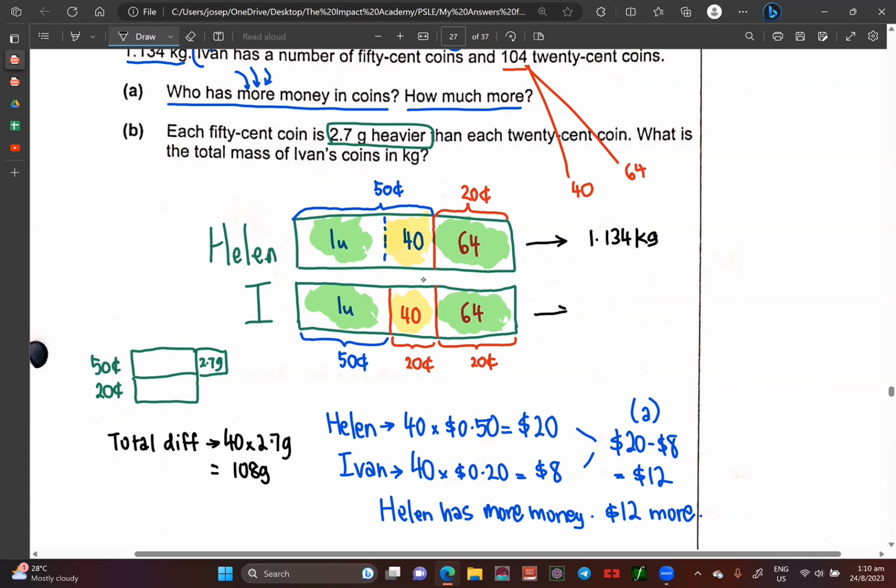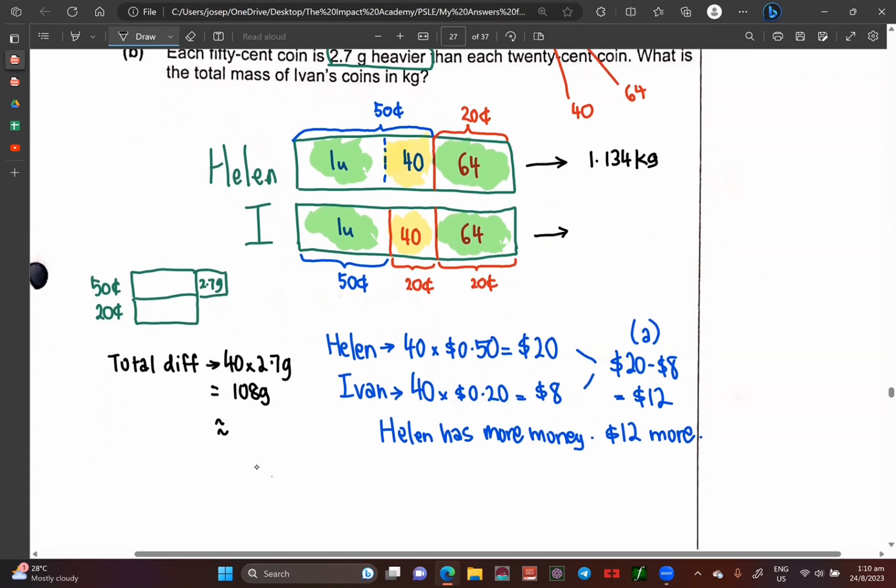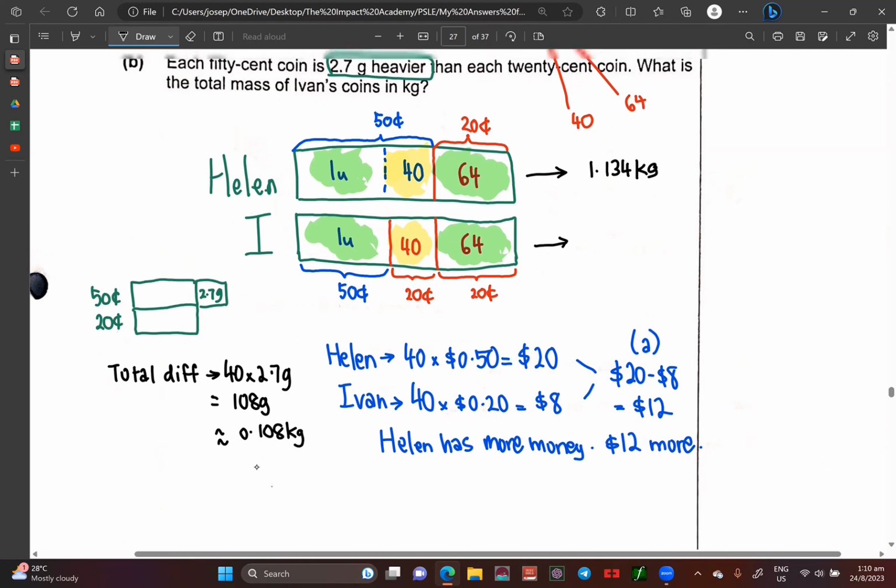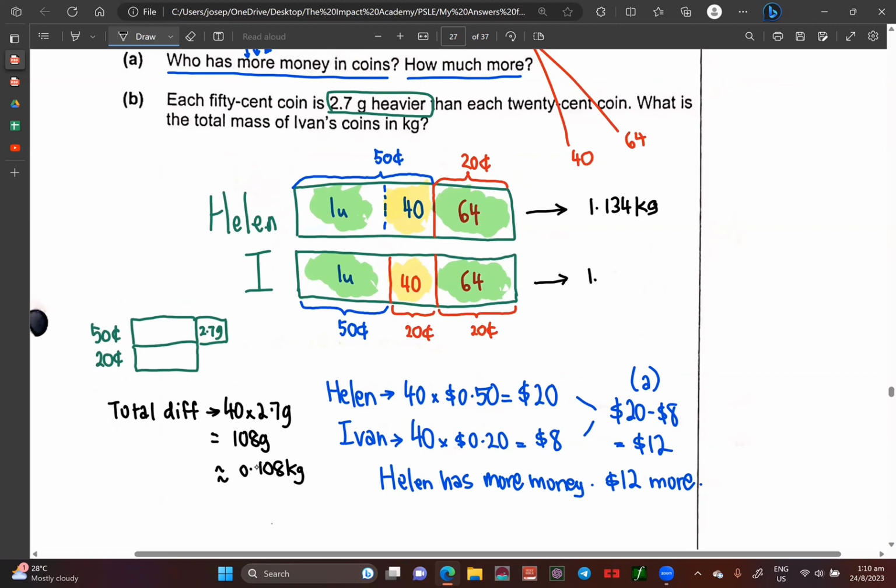So over here, to find Ivan's weight, we just have to do 1.134 minus away the difference. But of course, 108 grams is not in kg, so you have to divide by 1,000 and you get 0.108 kg. So for Ivan's mass, it will be 1.134 minus 0.108. You will get an answer of 1.026 kg.